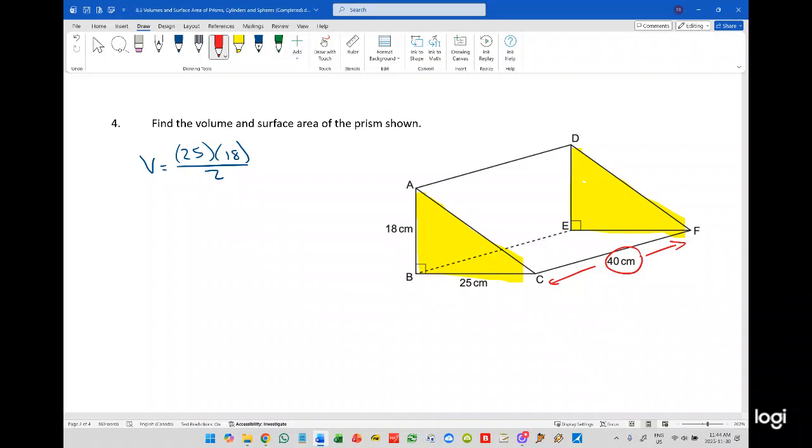Okay, so volume equals area of the end, which we just wrote down, times the height, which is the distance between ends. So we throw that into the calculator, 25 times 18 divided by 2 times 40, and we get out an even 9,000 centimeters cubed.